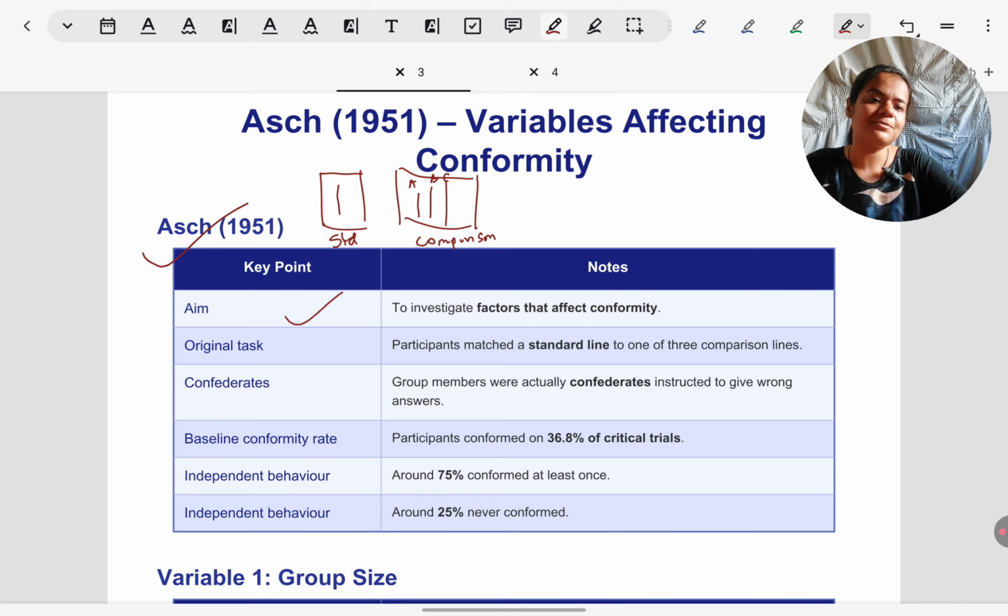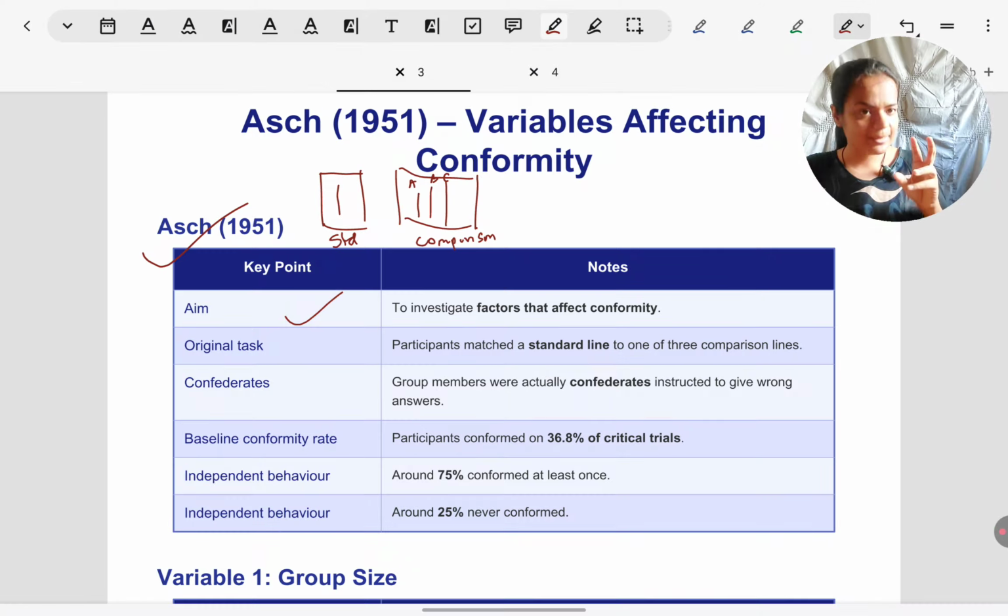And the assistants were in majority. Because there was only one naive participant and there are 6 or 8 of these people who are going to give the wrong answer. So I hope you can see what Asch is creating here. He's creating a group pressure or a majority pressure situation.